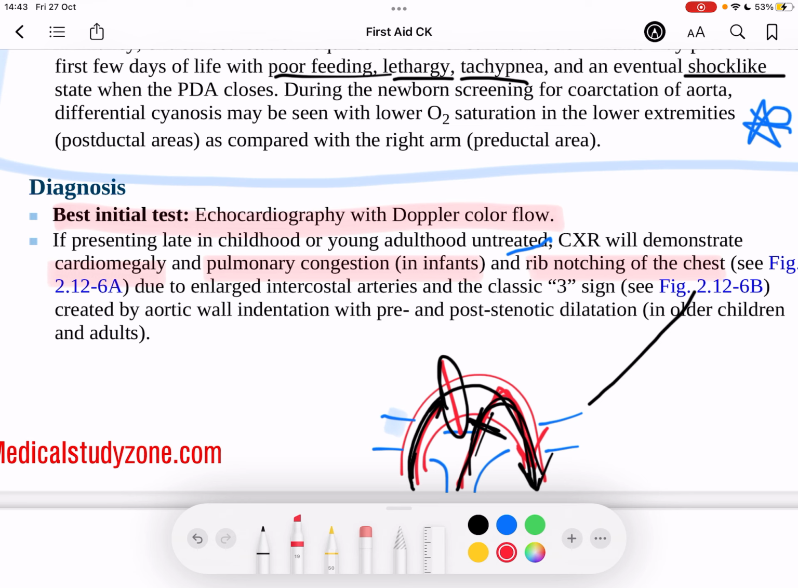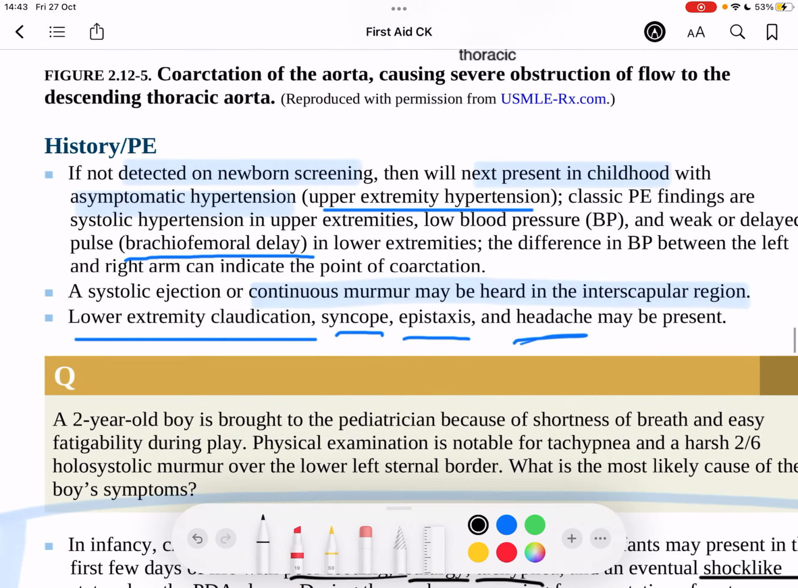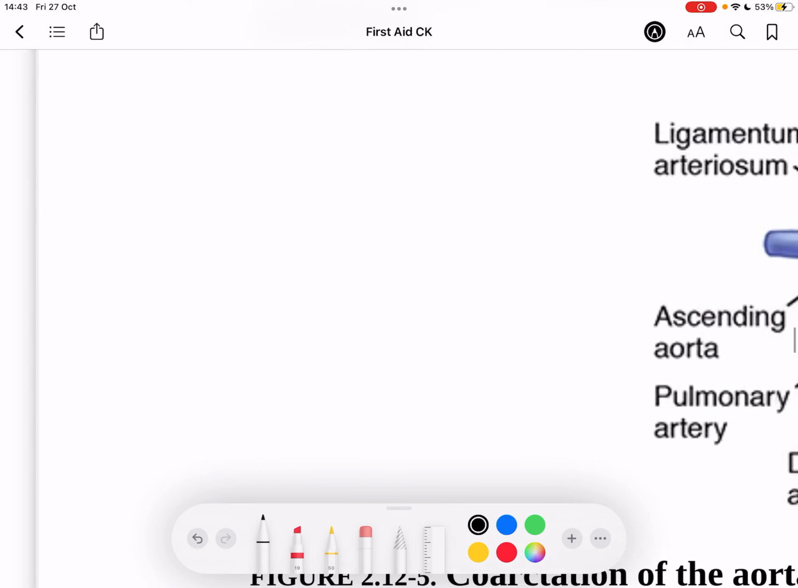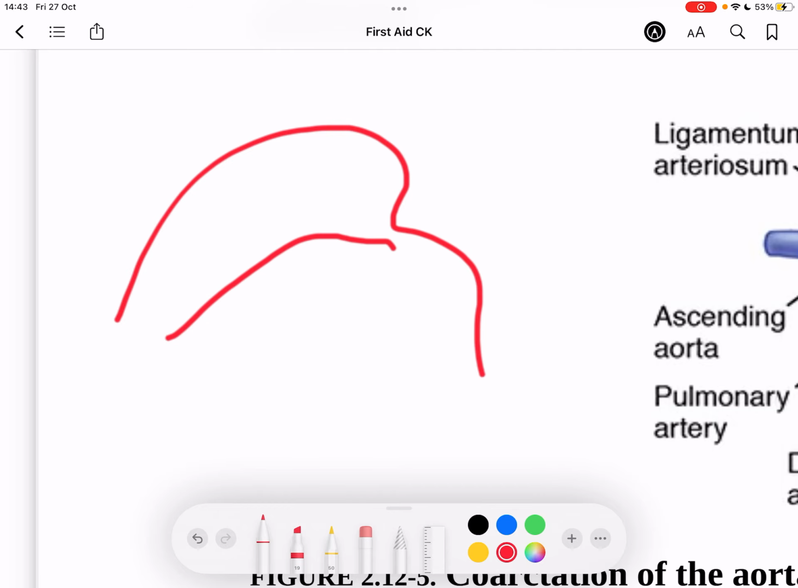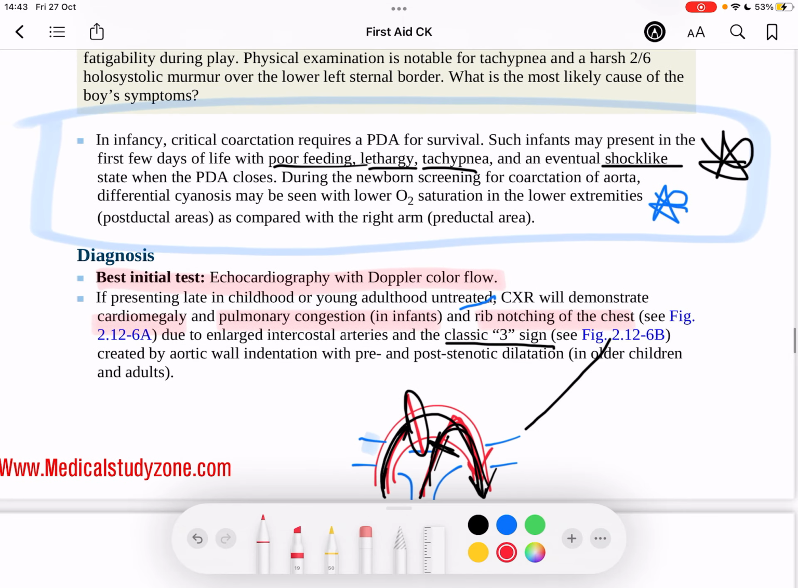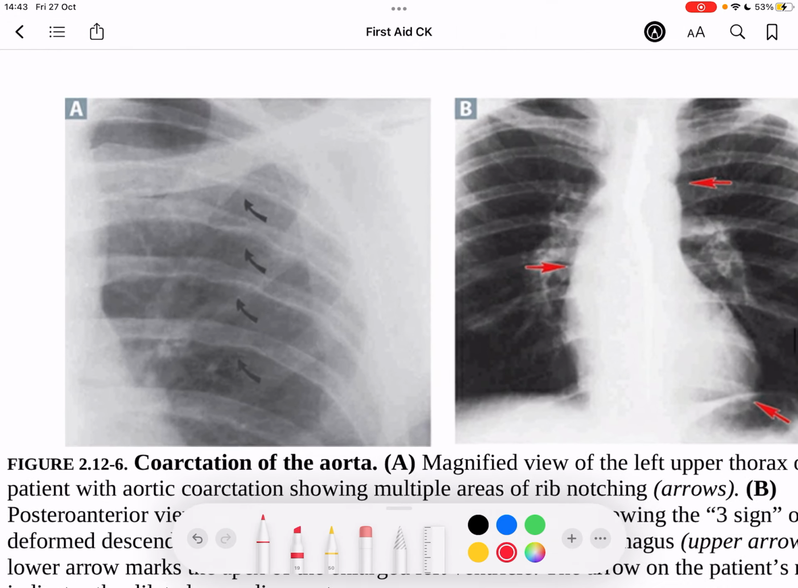We can also see a classical 3 sign as well due to the coarction, which is created by essentially the coarction creating this appearance like this. So if the coarcted aorta looks like this, for example, it can create a B appearance on the X-ray. And here's a really good example of that.